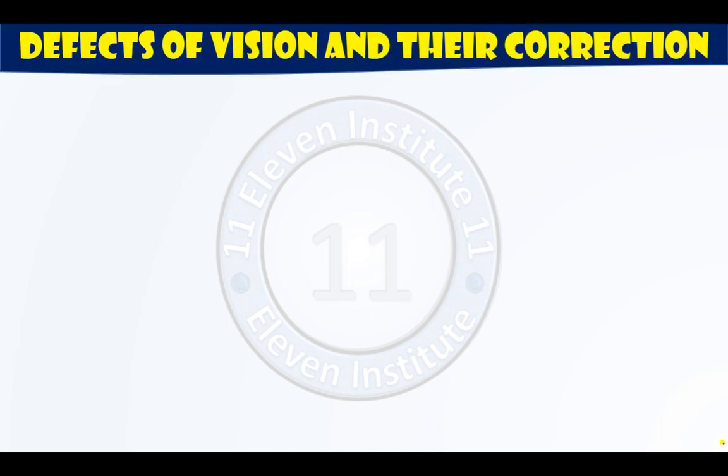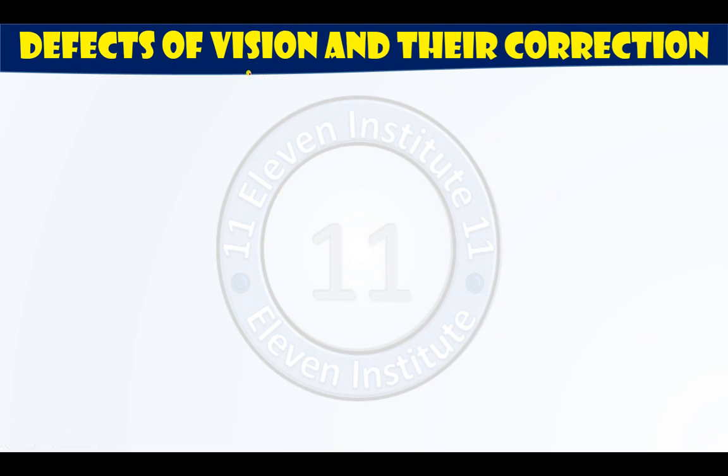In the previous video lectures we have discussed the structure of the human eye and the power of accommodation of the human eye. In today's video lecture we are going to discuss the defects of vision in the human eye and their correction. Right, defects of vision.